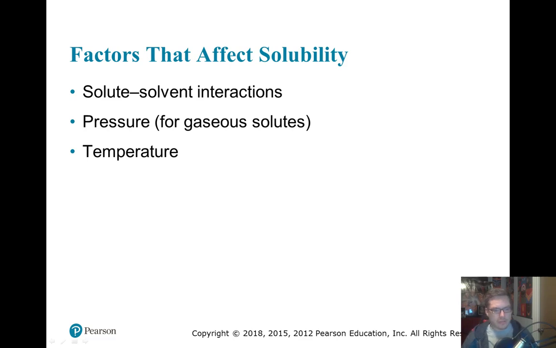Alright gang, here we go. This is for Chem 2 Unit 8. We're talking about factors that affect solubility. Should be a lot of fun. Maybe it'll answer some questions that have been burning away in your brains for the last little while about solubility.